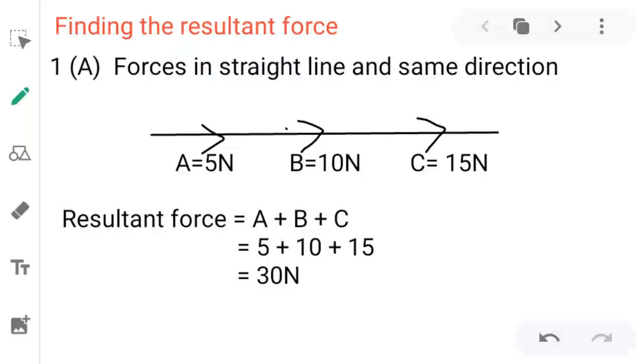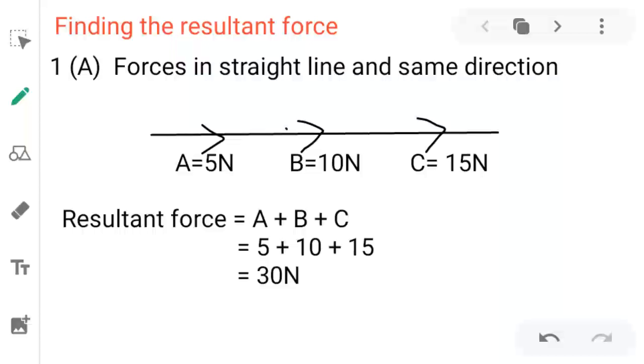Hello students, in continuation of the chapter force, I have given in this video how to find the resultant of forces. There are different situations of forces. Forces coming in the same direction in a straight line, forces coming in opposite direction in a straight line, parallel forces in same direction, parallel forces in opposite direction, and the angles, forces with a 90-degree angle and forces with less than 90-degree angle, like that. There are six situations actually. I will take one by one.